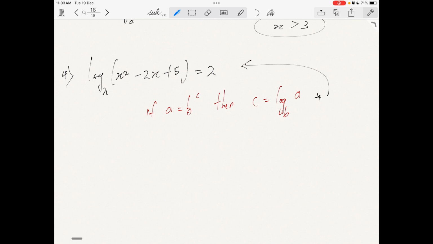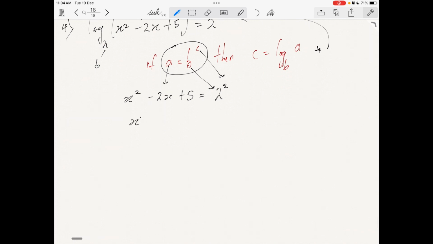When we apply this principle to this question, we realize that this one becomes a power of this. So we have that x squared minus 2x plus 5 is equal to 2 raised to power 2, because we realize that this is our c, this is our b, and this is our a. Okay, so we will now make it in terms of a, b, c.